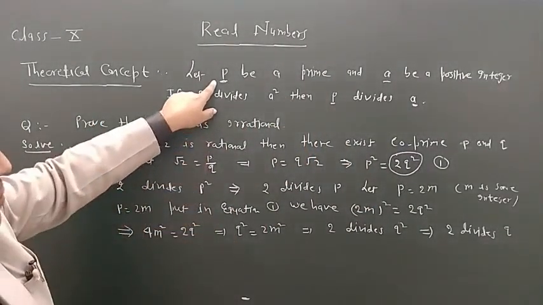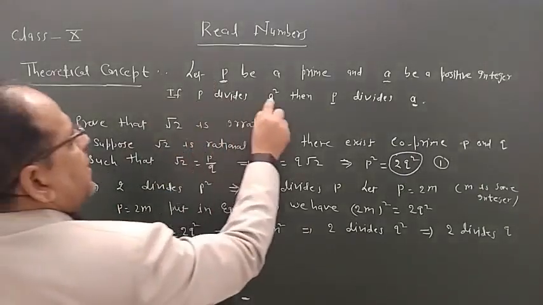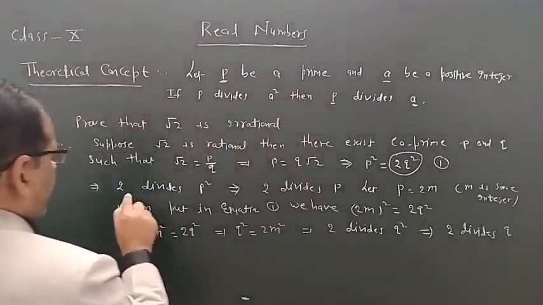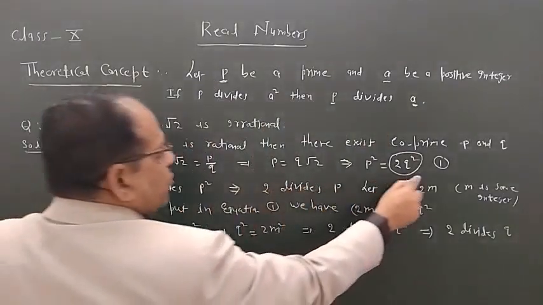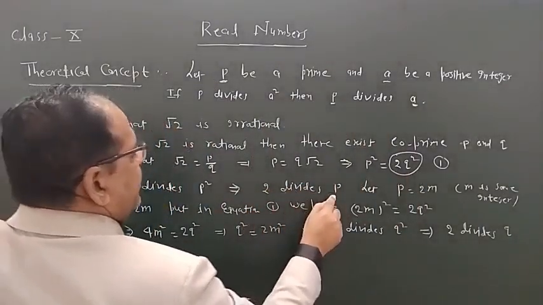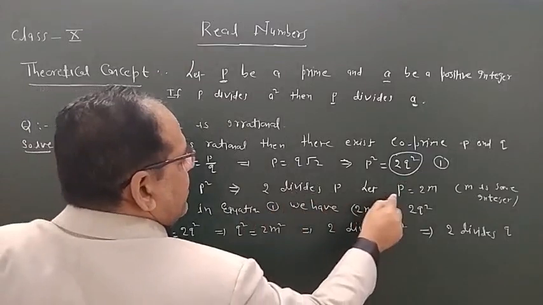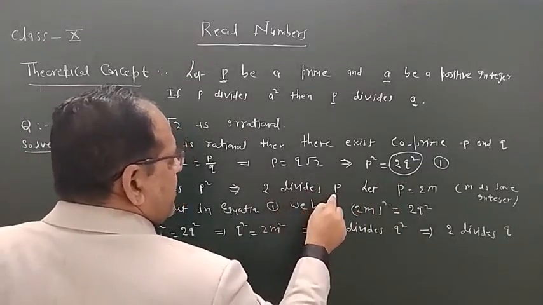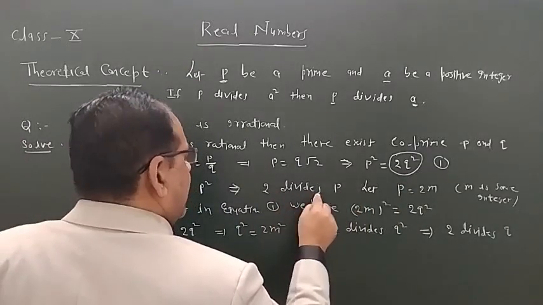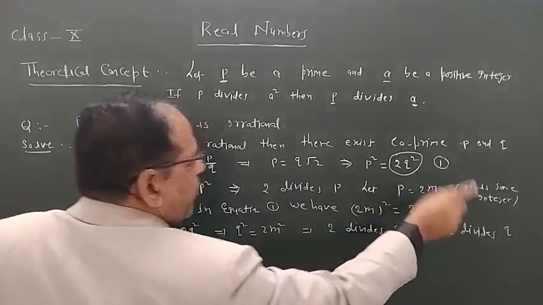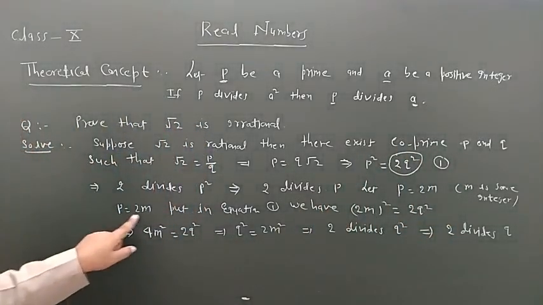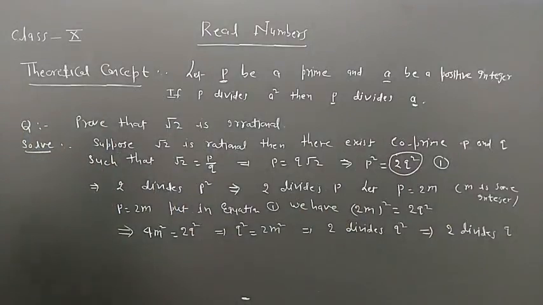Now we use this theorem: if P divides A square, then P divides A. So here 2 divides P square, which means 2 divides P. If 2 divides P, then P is a multiple of 2, so we can write P equal to 2m for some integer m. Put P equal to 2m in the equation.